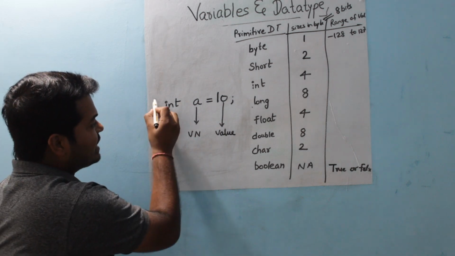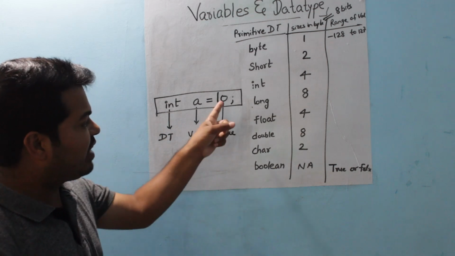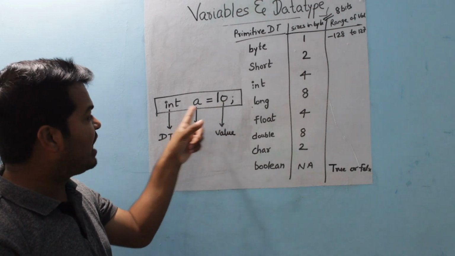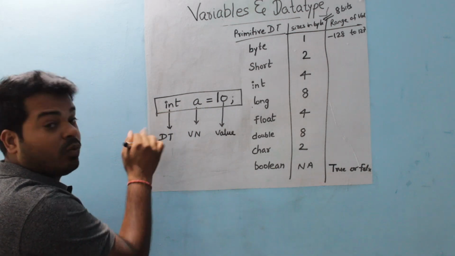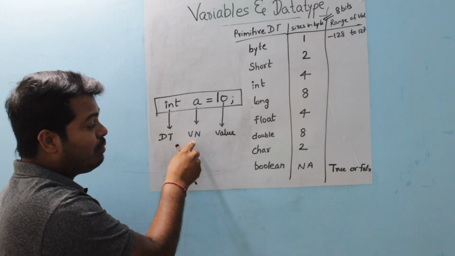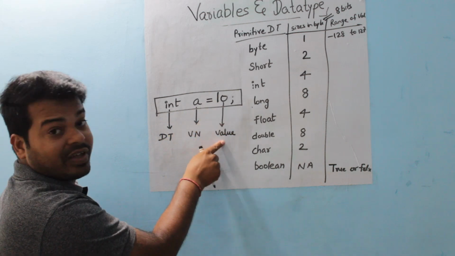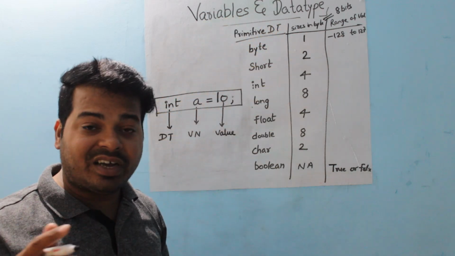So this is the syntax we use to assign any value to a variable along with a data type. First, your data type will come, what type of data you want to use, then the variable name, and then finally your value. So I hope now variables and data types in Java are clear to you.